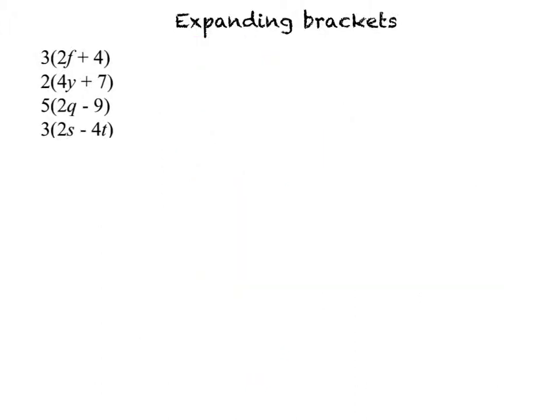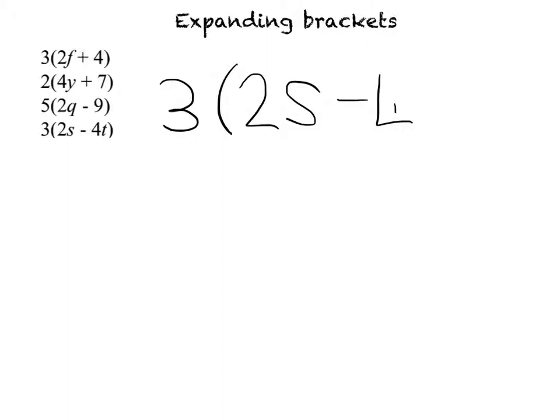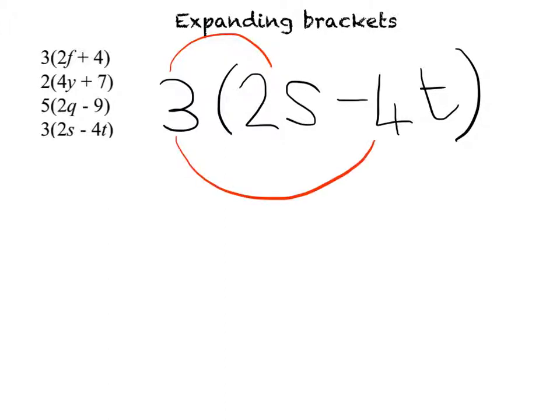Right, we'll do one more example and then you can have a go at the questions on the next slide. So this last one, we've got 3 brackets 2s minus 4t. In this one, I'm going to have to do 3 times each of the terms inside. So let's draw our lines in. I'm going to have to do 3 times 2s, then 3 times minus 4t.